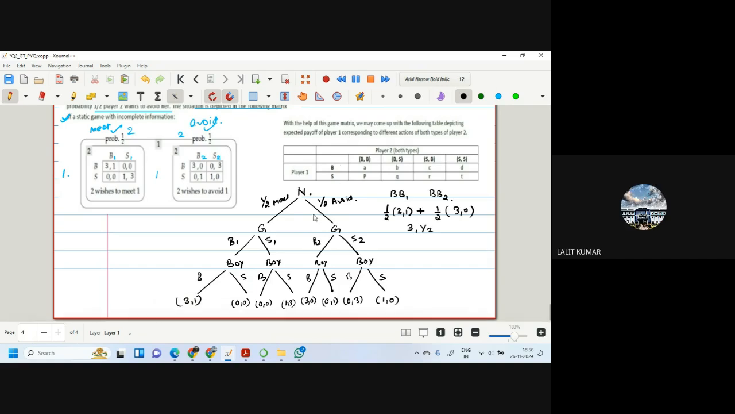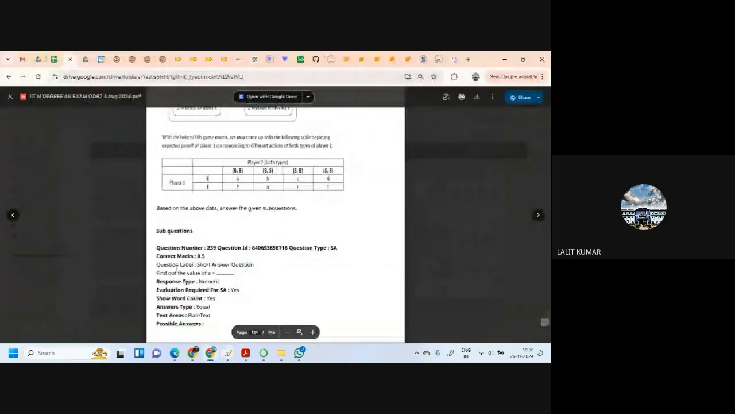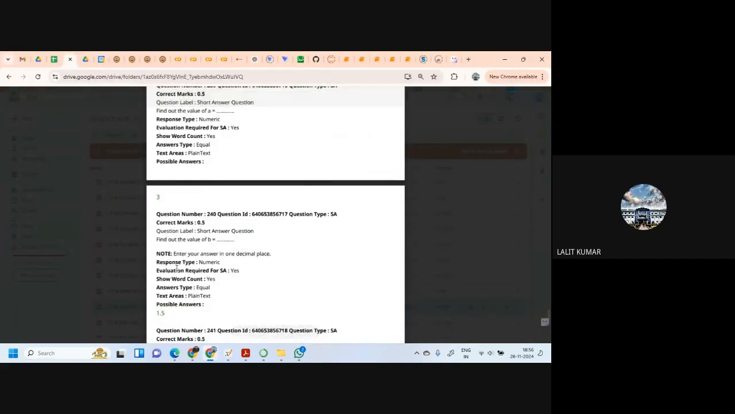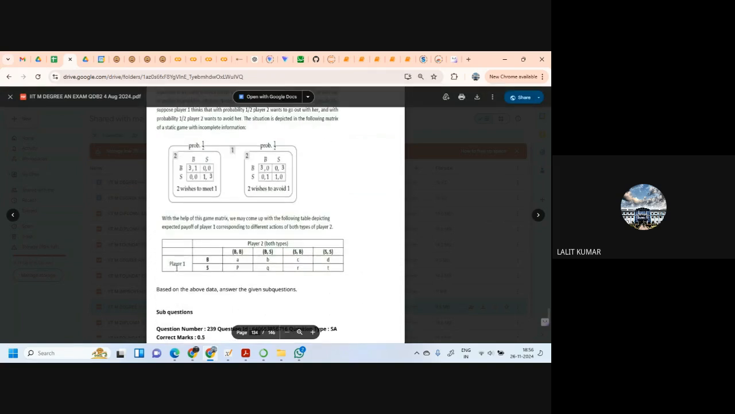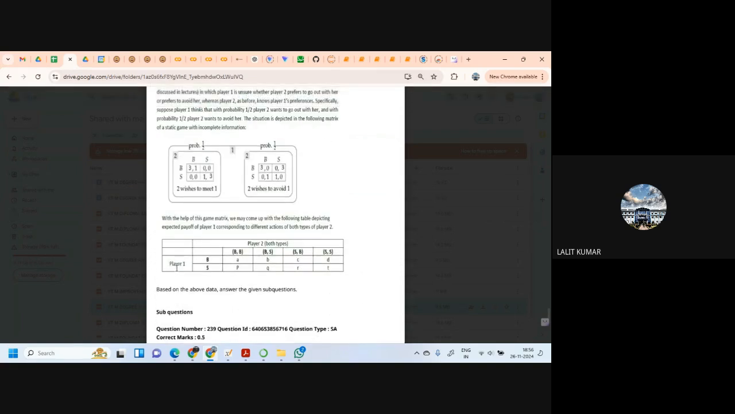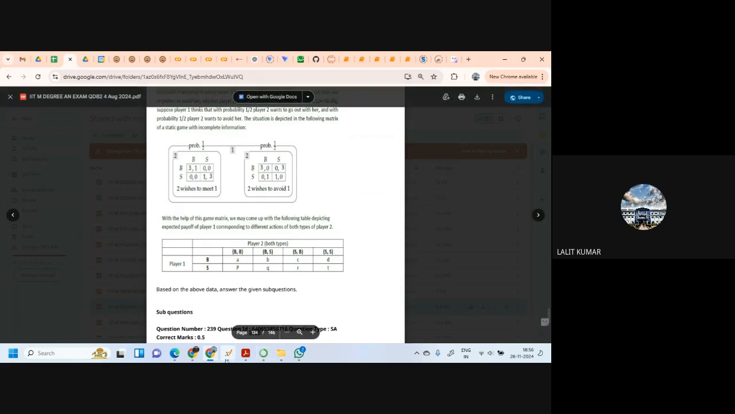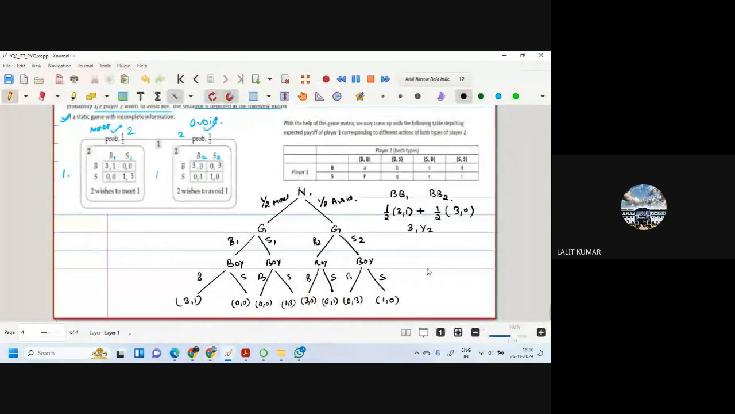Following table. So what they have asked again now, in the question, find out the value of A. They asked for the expected payoff of only player 1. This is only for player A. So for player A, what will it be? P. In the question they have asked only the expected payoff for player 1.